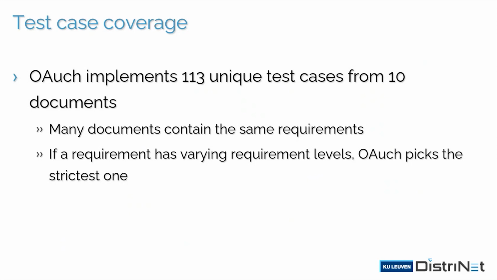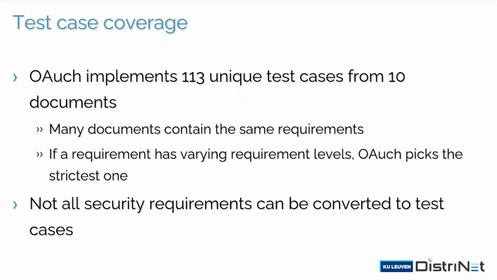This, for example, happened in the original OAuth RFC and the security best practices. The original RFC says that a redirect URI should be explicitly matched to a pre-configured value. In the best practices, this is changed to a must, because they've seen a lot of exploits that abuse that, so they said, let's make it a must so that these types of exploits cannot occur anymore. So in this case, OAuch sees a should on one hand and a must on the other, and it chooses the strictest value, which is a must.